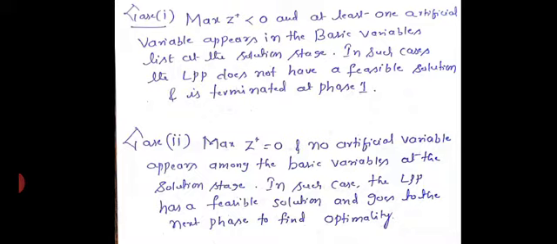Then when do we switch to phase 2? Phase 2 is switched on when maximum z is equal to 0, nothing but all the z equations are equal to 0, and no artificial variable appears among the basic variables at the solution stage. Nothing but in my basic variable column, there are no artificial variables like a1, a2. Understood? If any other variables are there, then the solution is feasible. Then you can switch on to the next phase.